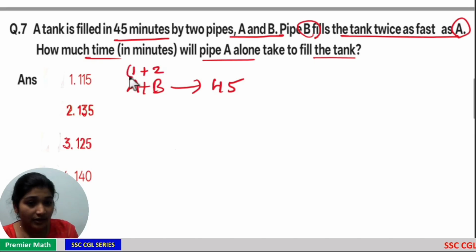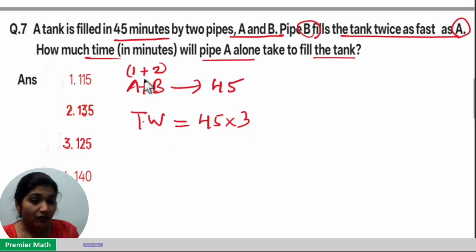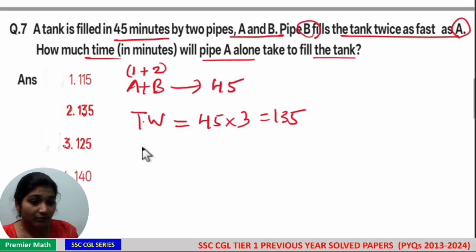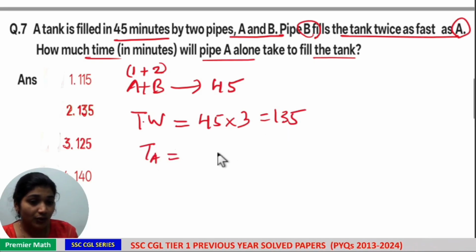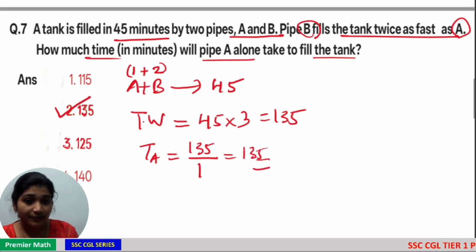Then in 1 minute, A and B together fill 3 units. Then in 45 minutes, A and B together fill 45 into 3 units. That is total work here is equal to 45 into 3, total 135 units. So total work 135 means time taken by A alone to fill this 135 units is equal to 135 divided by efficiency of A, which is 1 unit. So 135 minutes. Option 2 is your answer.